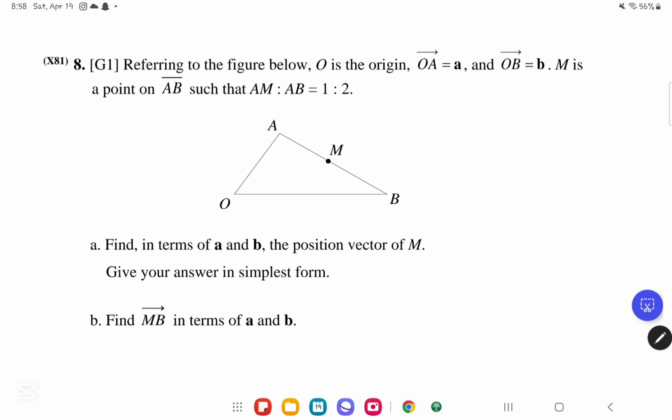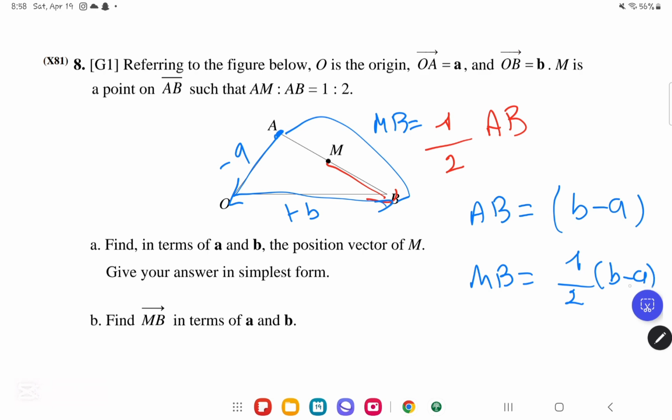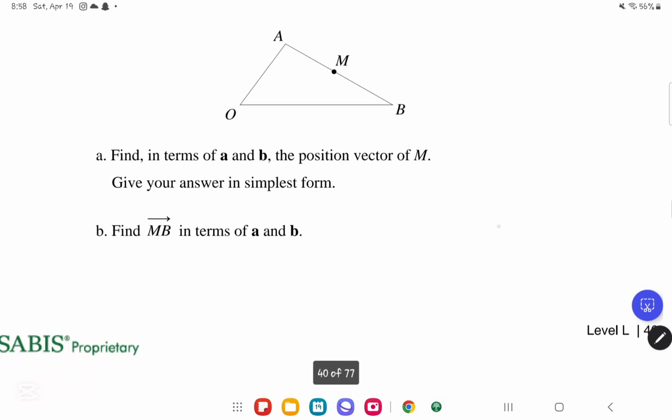We move on to part B. They said, find MB in terms of A and B. Okay. So we know MB is half of AB. And we found the AB in the previous part. We know that AB is AO plus OB, so minus A plus B. That means AB is equal to B minus A. So if we're looking for MB, which is half of AB, that means MB is going to be equal to half of B minus A. And that's very simply it for question number 8.